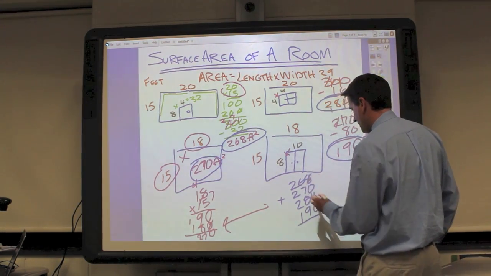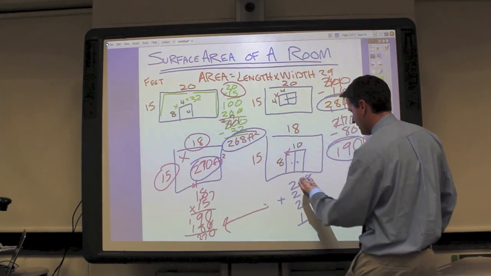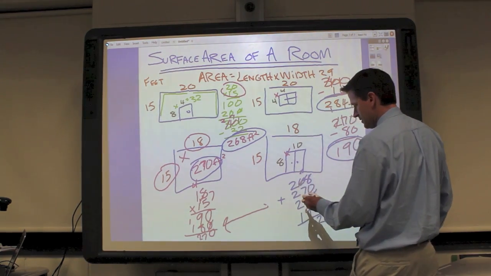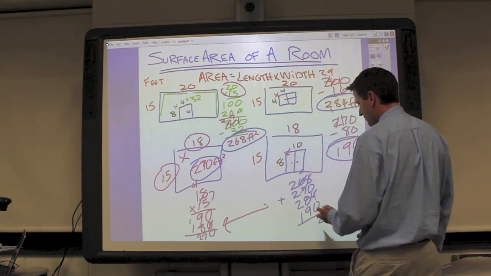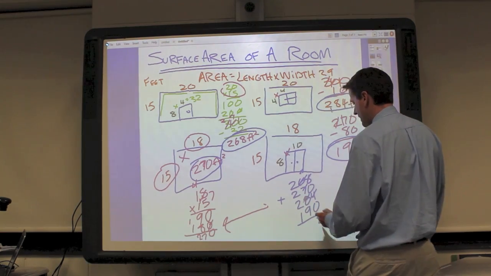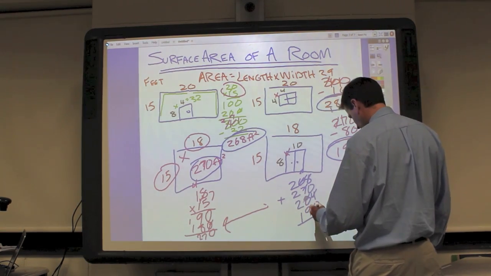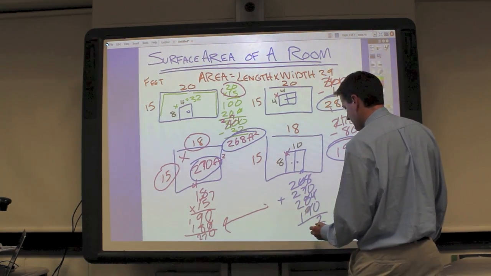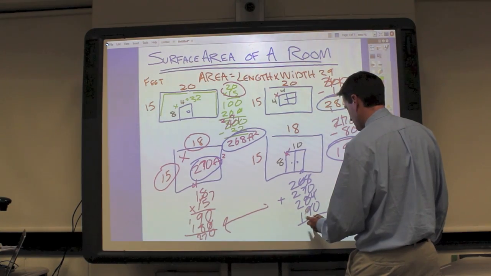So I have 8 plus 4 is 12. I'm going to carry my 1. 1 plus 6 is 7. 7 plus 7 is 14. 14 plus 8 is 22. And 22 plus 9 is 31.